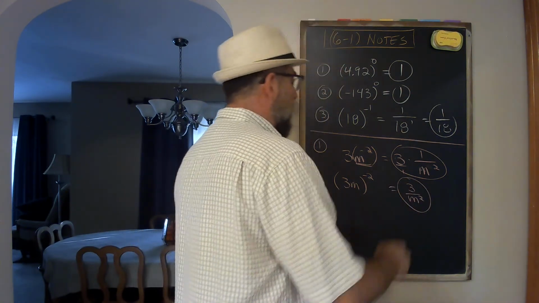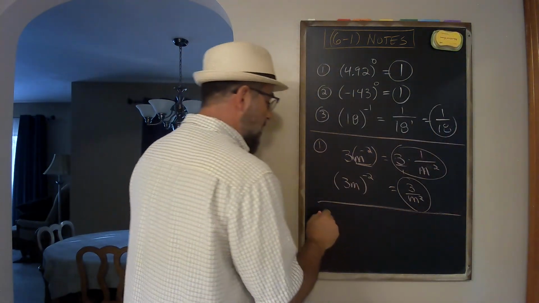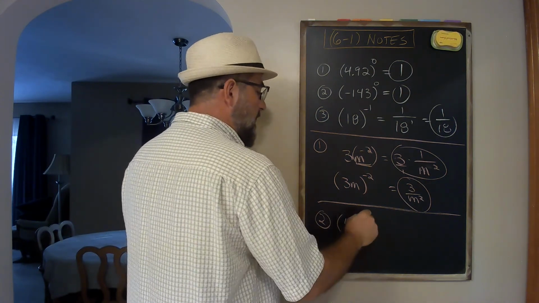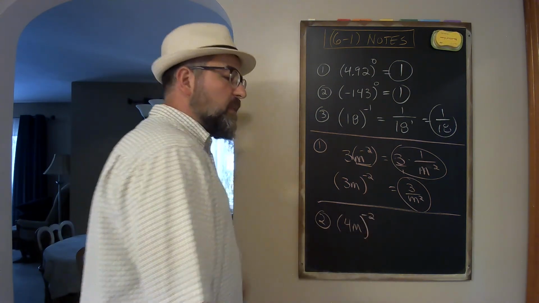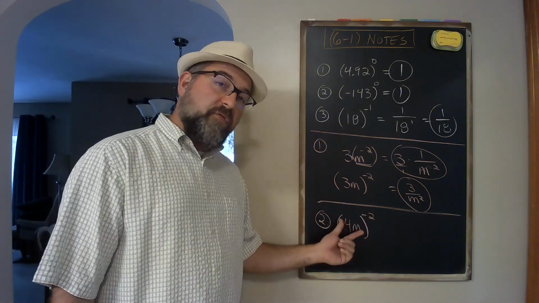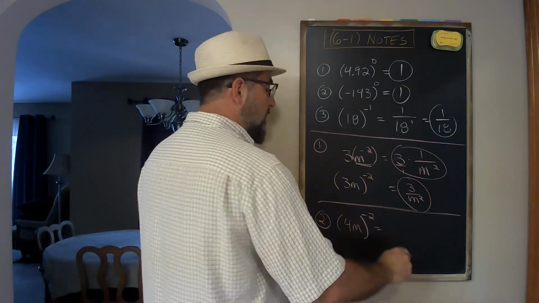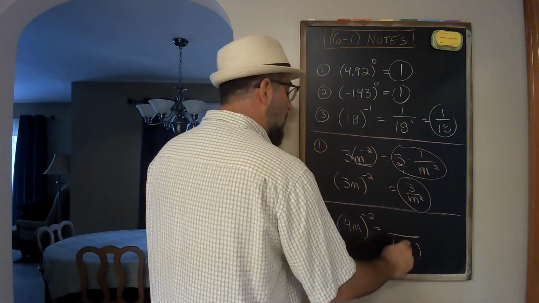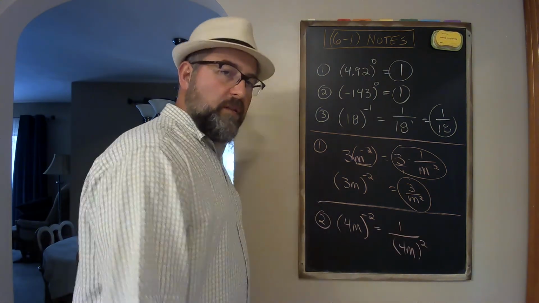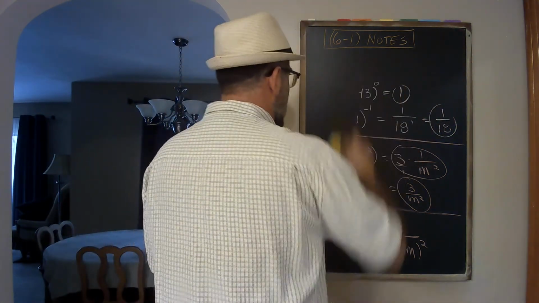So let's take a look at the next one. Do I have room? I do have room. So number 2, we have 4m in the quantity to the negative 2. This one has everything, the entire base, that 4m has that exponent of negative 2. So this whole base is going in the denominator. So we're going to have that whole base 4m squared in the denominator with a 1 in the numerator. Now I'm officially out of room. Let's move to number 3.